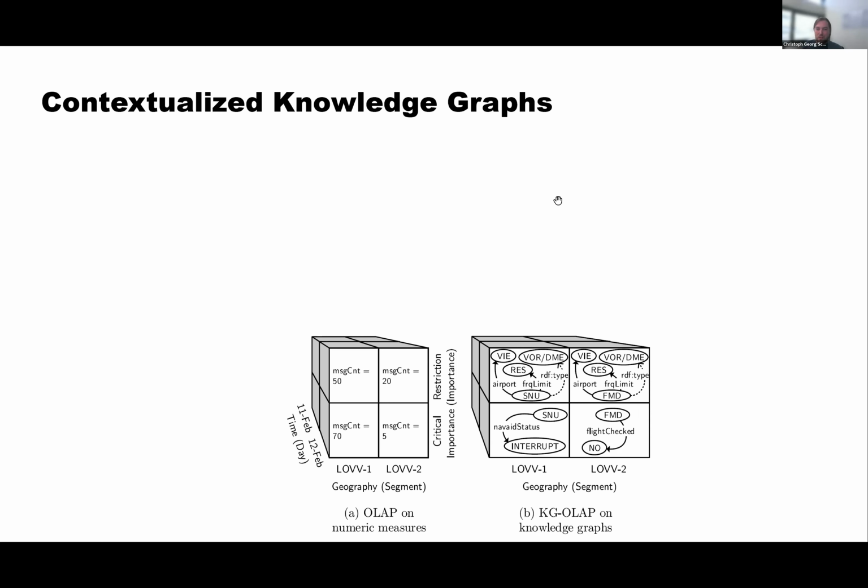To understand the intuition, on the left-hand side, you see OLAP with numeric measures, where each cell of the cube, each context, so to say, consists of a numeric measure. Whereas on the right-hand side, you see our knowledge graph OLAP approach, where each cell in this multidimensional space is basically a context for a knowledge graph, or basically knowledge triples.